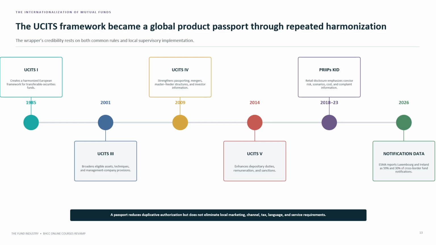From 2018 through 2023, the PRIIPs KID became a central retail disclosure document, emphasizing concise risk, scenarios, cost, and complaint information. The 2026 ESMA notification data on the slide show Luxembourg and Ireland accounting for 59 and 30% of cross-border fund notifications. Together, that is 89%, which illustrates the powerful infrastructure and network effects built around those domiciles. The timeline also shows what the passport does not do.